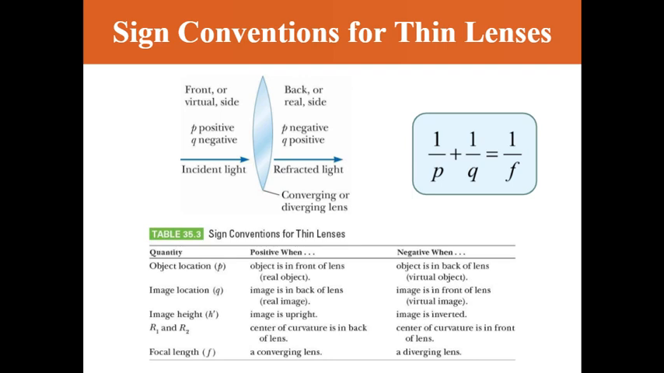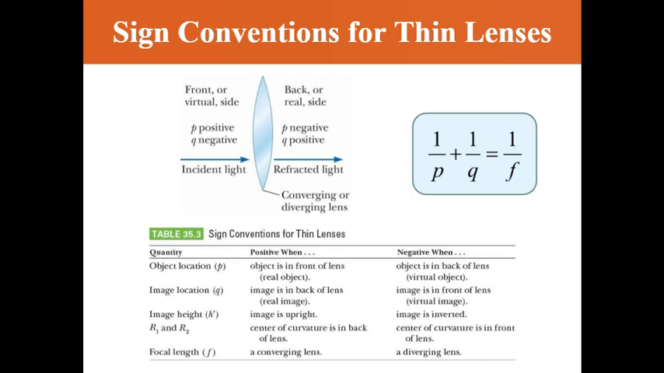If the image is virtual, so the image appears to be from the front of the lens, the same side as the object, then that is in fact a virtual image, and q will be measured as negative. So that's when the light rays don't actually converge, they just appear to. So that's why the front side is considered the virtual side, and the back side is considered the real side.